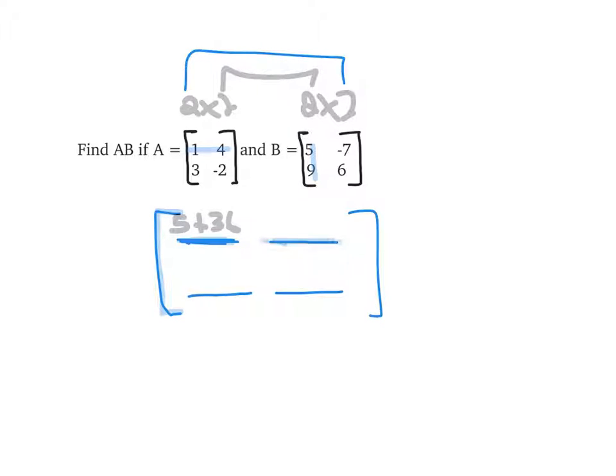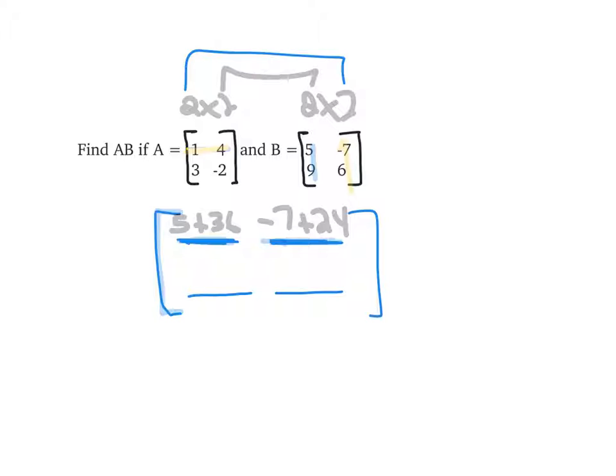In my second blank, now think about what this blank is. This is the first row, but the second column. So I'm going to do the first row times the second column. And if I multiply those, I will get 1 times negative 7 and 4 times 6. I'm going to add those together in just a second.